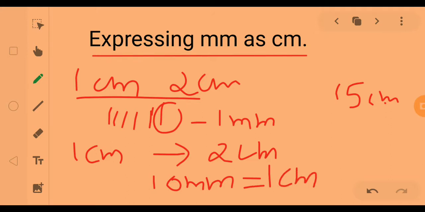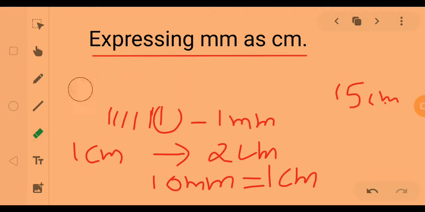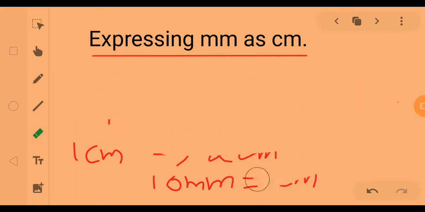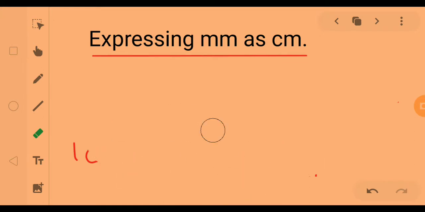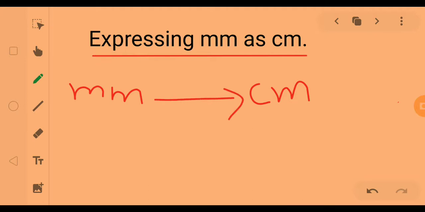You must have studied all this in your lower classes. Now in today's session we are going to see how to express millimeter in terms of centimeter, in terms of decimal. So here we have to convert millimeter to centimeter. To change millimeter to centimeter, you have to divide whatever measure is given by 10. Just look at a few examples.